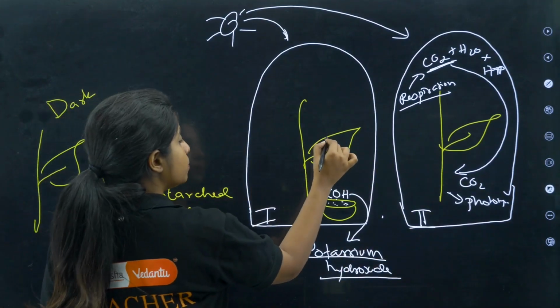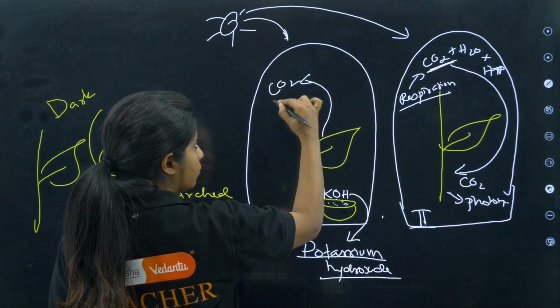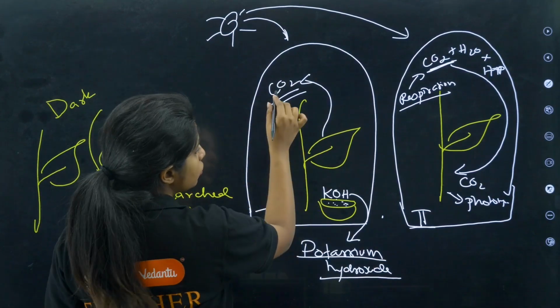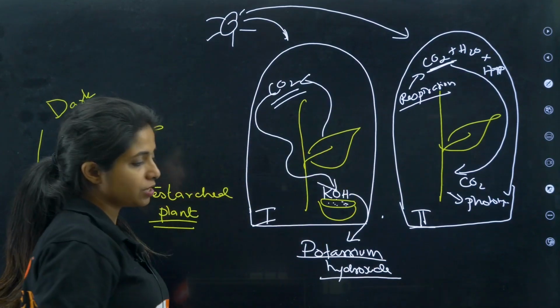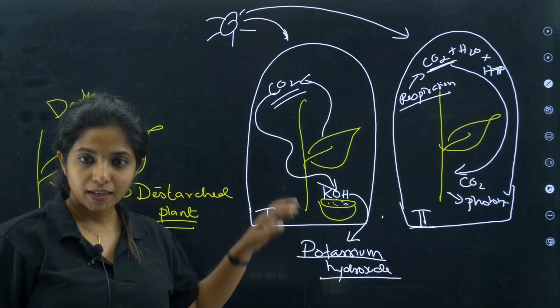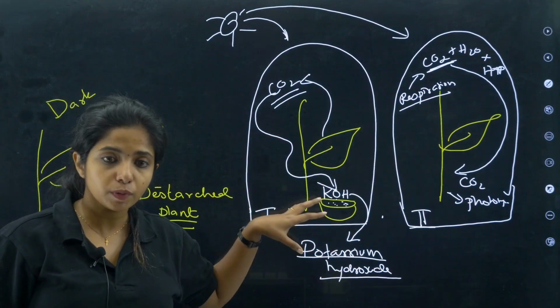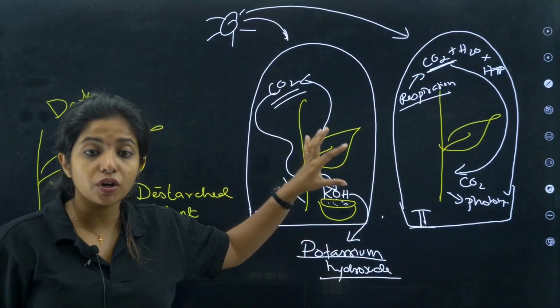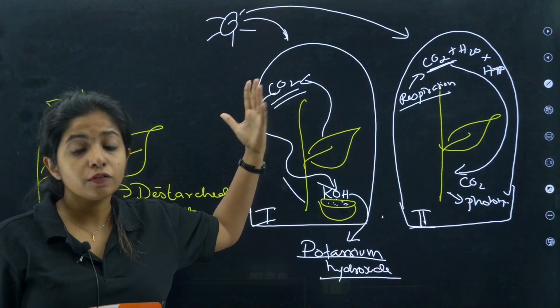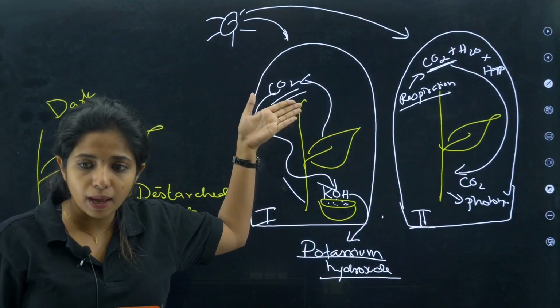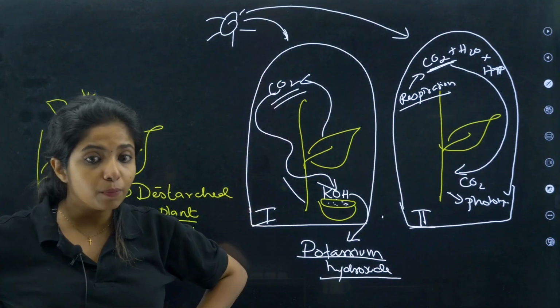The CO2 which this plant is releasing by the process of respiration is being absorbed by KOH, that is potassium hydroxide. This CO2 has been absorbed by potassium hydroxide. Now, do you think in this glass jar you would be having CO2? Now, if CO2 is not there, do you think photosynthesis will be happening? No, my dear children. So, that's a big problem.